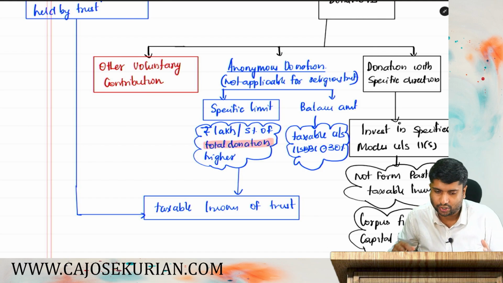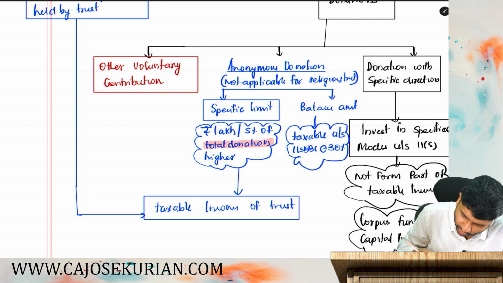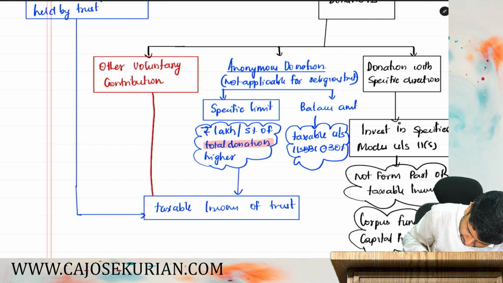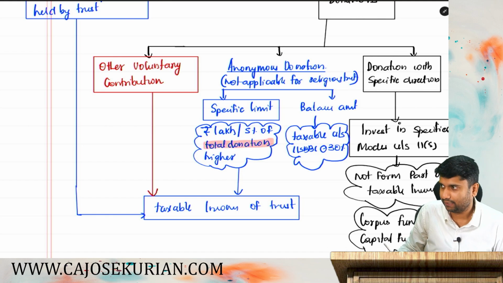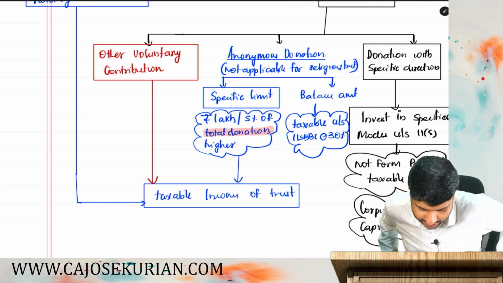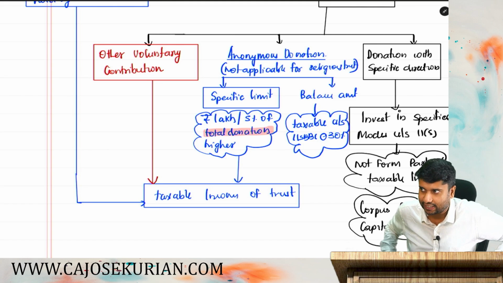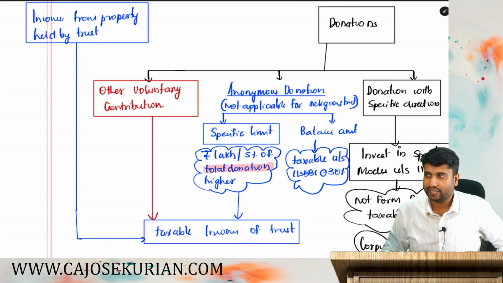Other voluntary contribution. You tell me what to do with the other voluntary contribution. Directly put it as your taxable total income. All the other voluntary contributions have to be considered as your taxable total income only. So this is the first thing that you should know in assessment of charitable and religious trust.